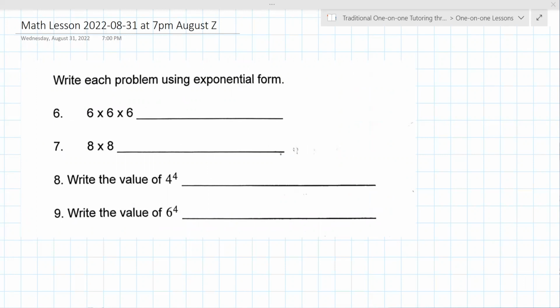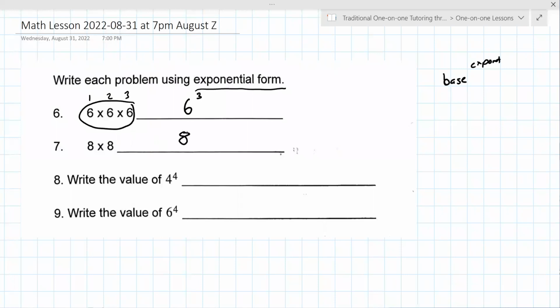Okay, so it says write each problem using what's called exponential form. Exponential form is a base to an exponent. The base is always the number that's already there. So this is going to be 6 to the power of, or the exponent of, and you just count the number of 6s. 6 to the 3.